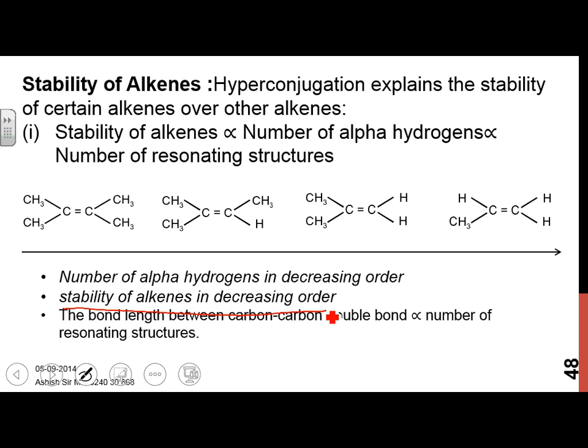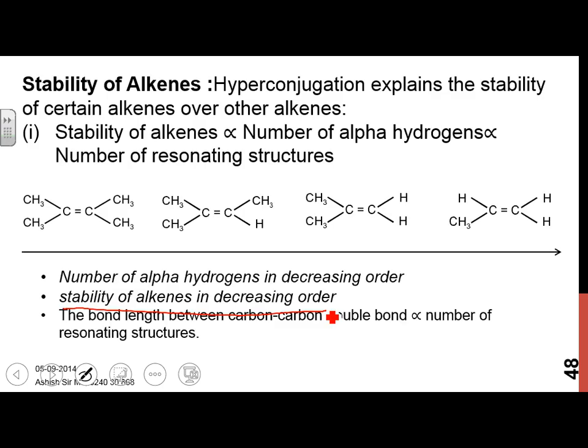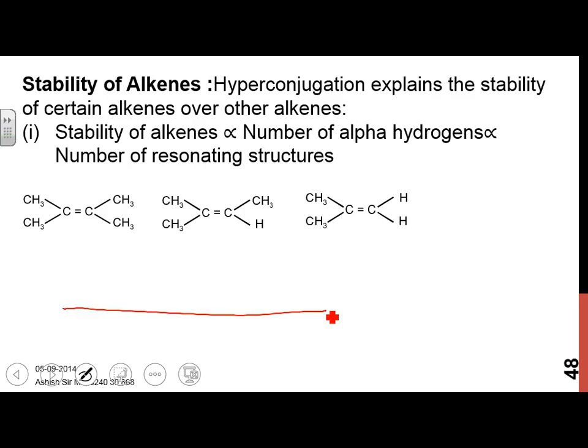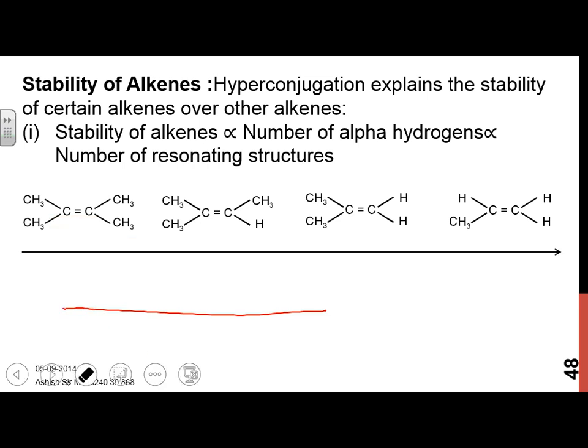Sir, can you explain it again, that alpha carbon 3 into 3 that you have given, that 9? Okay, see here. This particular alkene has how many alpha carbons? 1, 2, and 3. And each carbon has how many hydrogens? 3 alpha. So how many total alpha hydrogens?